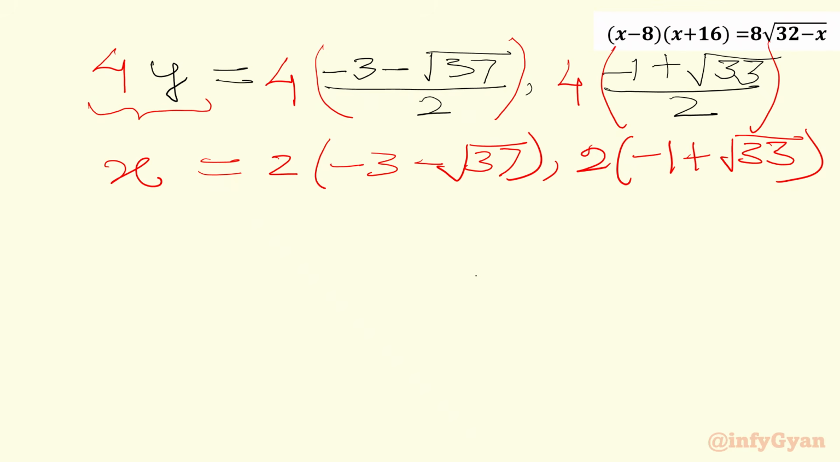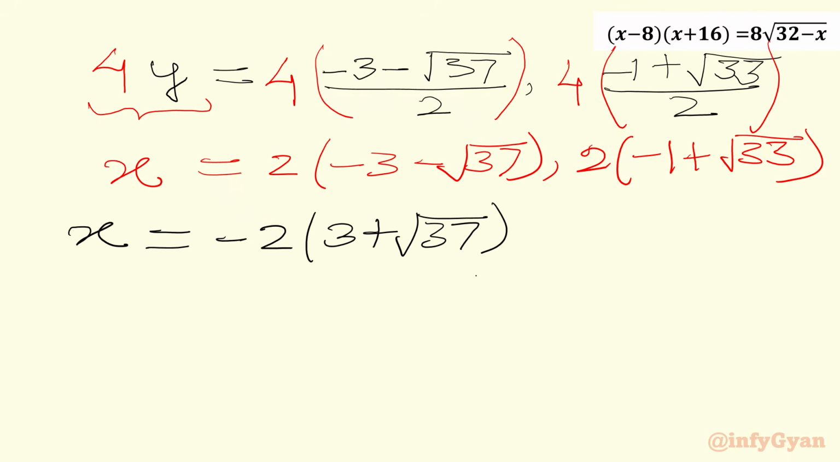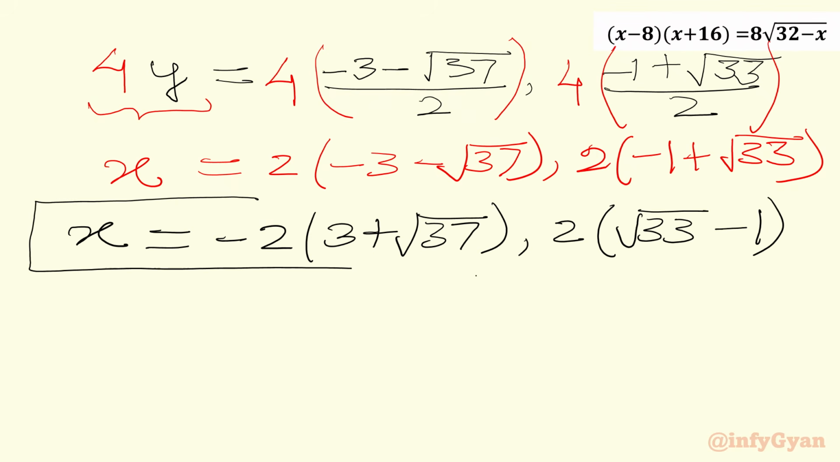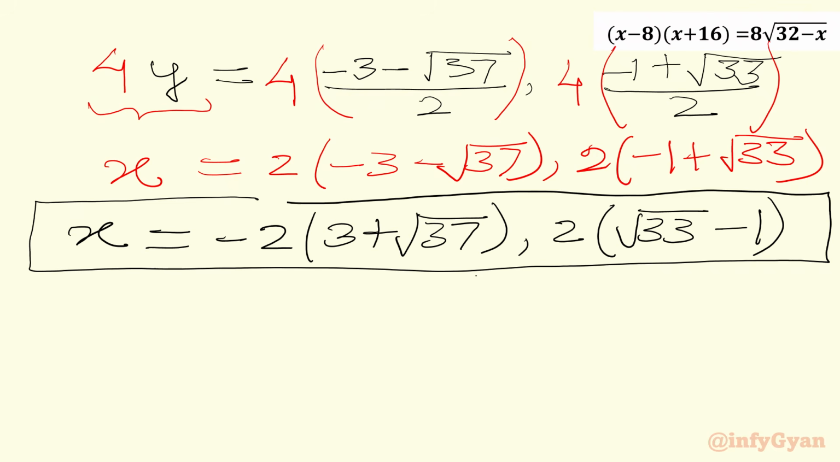Now we will take minus common from the bracket and we will get two real values of x. −2 in the bracket we will write (3 plus square root 37), and here we will write 2 times (square root 33 minus 1). So we have two real values of x which will satisfy our radical equation.